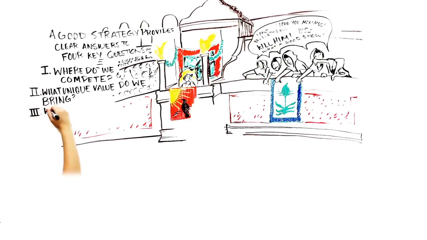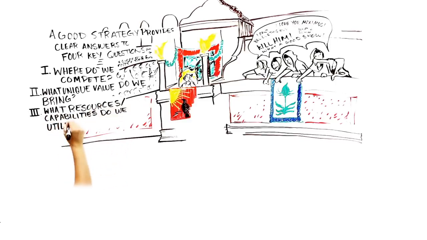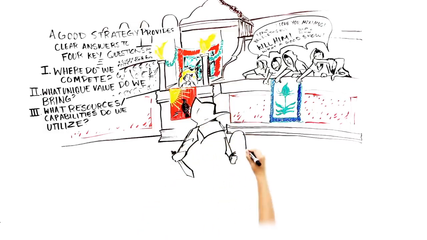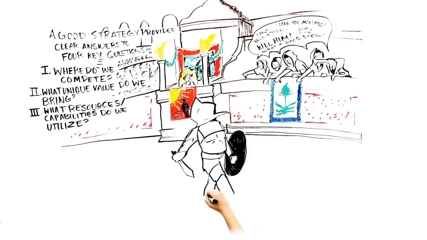Third, what resources and capabilities do we utilize to deliver that value? Do we have exceptional human capital, superior technology, unrivaled network connections, or a unique reputation? Resources generally refer to the things we have in our toolbox.